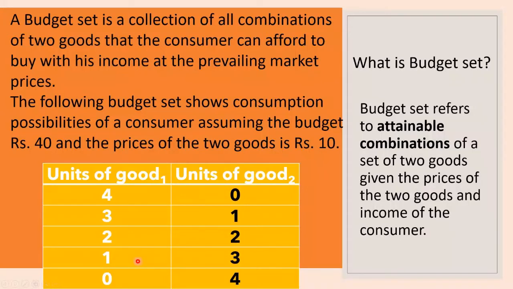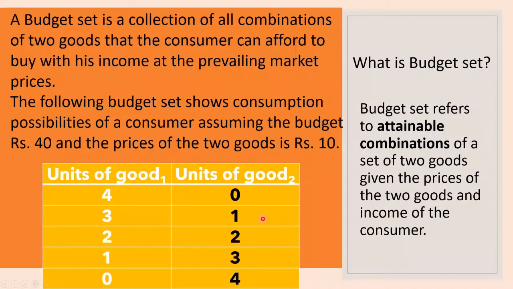Again in the fourth combination, it's 1, 3. So he spends 10 rupees on 1 unit of good 1 and the remaining 30 rupees he spends on 3 units of good 2. That makes it 40 rupees. And the last combination, he doesn't buy any amount of good 1, but he spends all 40 rupees on purchasing 4 units of good 2. So you can see clearly he spends 40 rupees here, the entire amount.